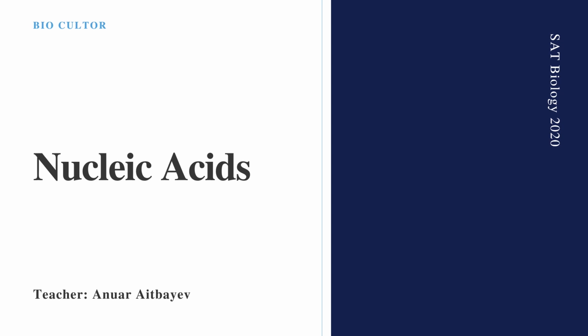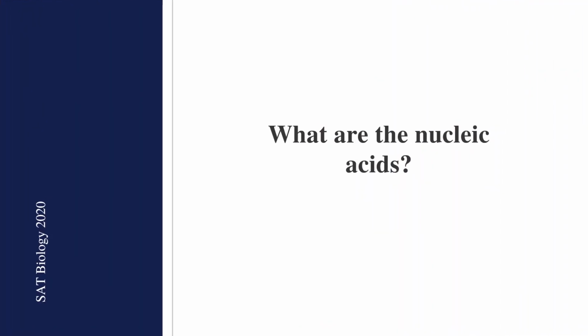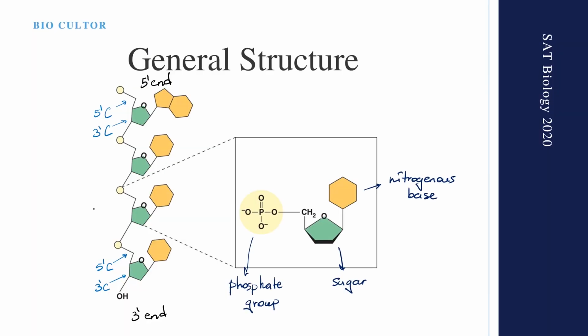Today we'll consider the third type of macromolecule, nucleic acids. So before we get started, let's dwell on what nucleic acids are. Nucleic acids are polymers made from monomers called nucleotides. There are generally two types, namely DNA and RNA. Here we'll focus on the structure of these molecules.